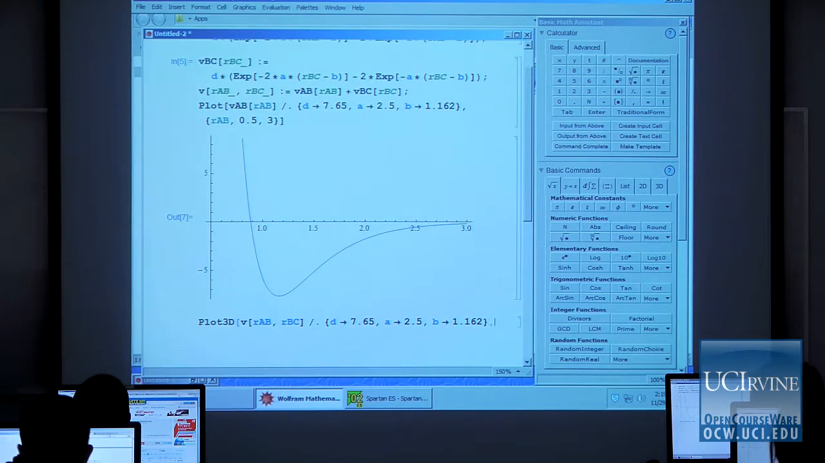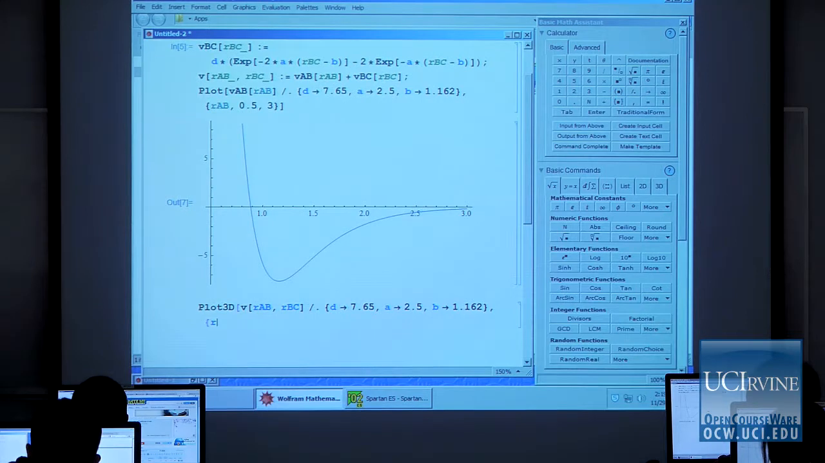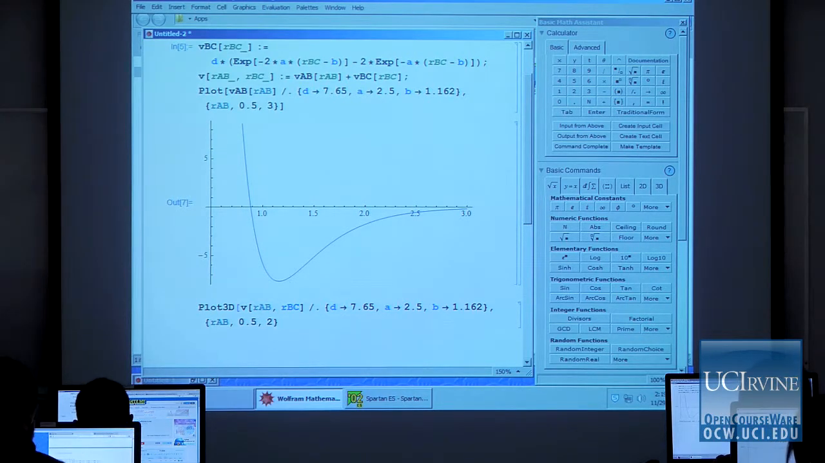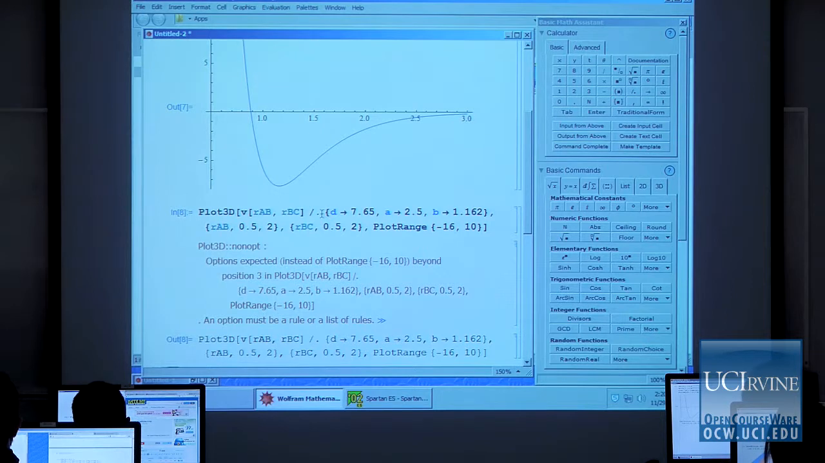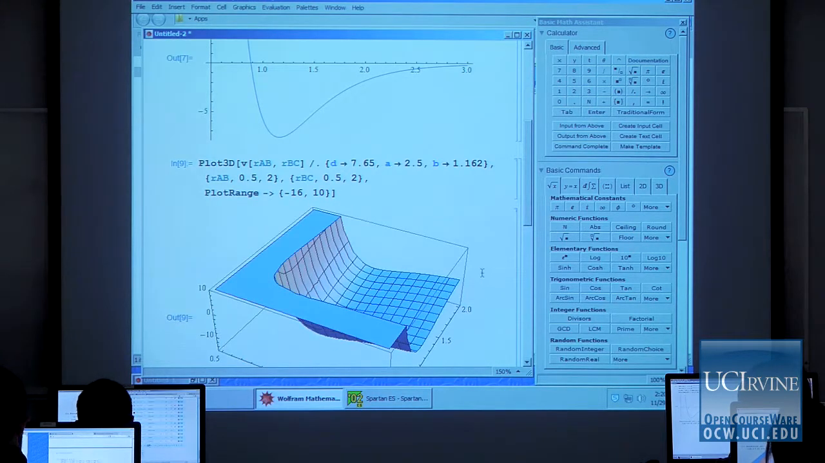Okay, and we'll go ahead and plot this for RAB. Goes from 0.5 to 2 angstrom, and the same for RBC. Okay, and I'm also going to put in a plot range for the energy. So that'll be minus 16 to 10. All right, so let's have a look. Oops. I don't have, oh, arrow here, yeah, thank you. Okay. So, let's have a look.